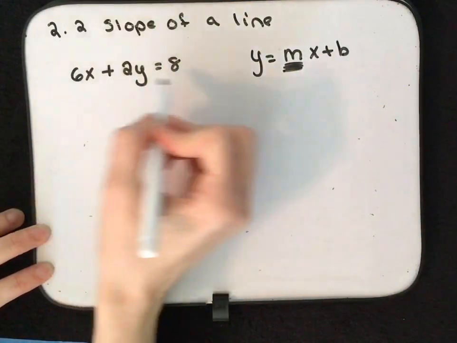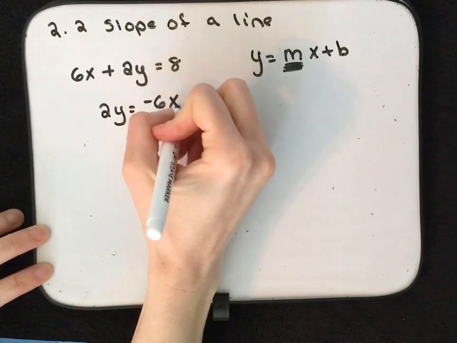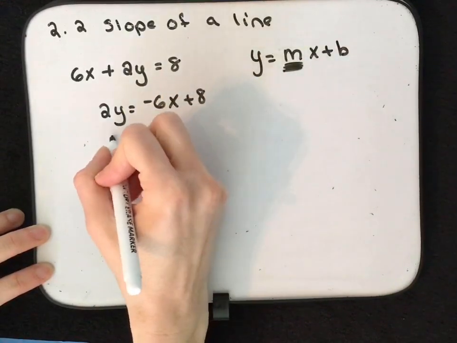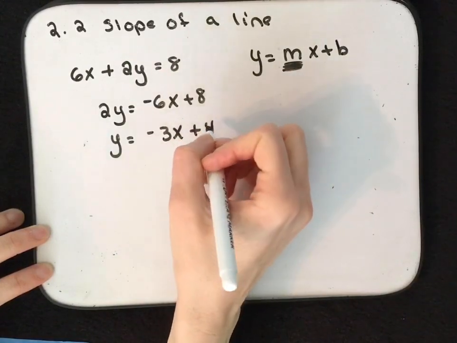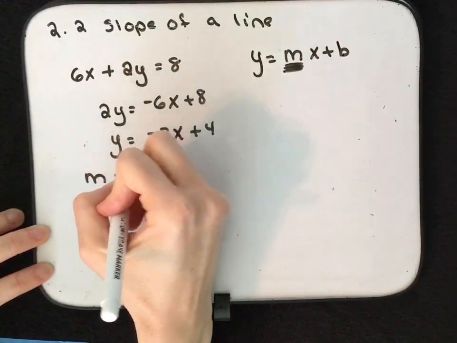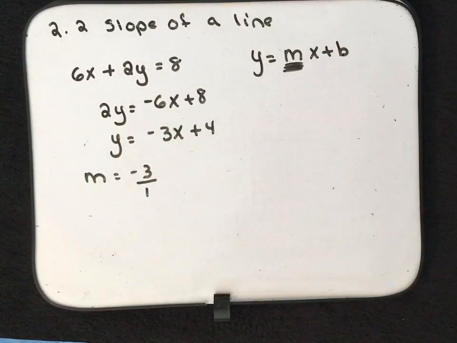So that means we need to move our 6x over. So 2y equals negative 6x plus 8. Divide both sides by 2, so y equals negative 3x plus 4. So that means that our slope is negative 3, or negative 3 over 1. So if we're looking for a parallel slope, then our parallel slope would also be negative 3 over 1.